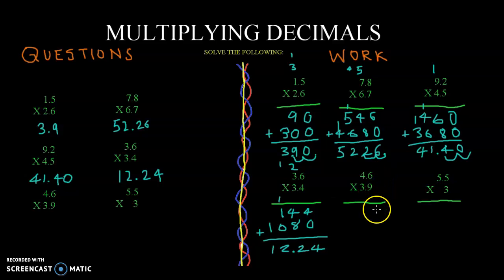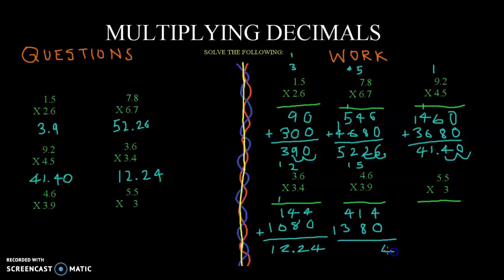6 times 9 is? 54. Okay. 9 times 4 is? 36. 36 plus 5 is? 41. Is that our placeholder? 6 times 3 is? 18. 4 times 3 is? 12. Plus 1? 13. Okay, let's add it all.